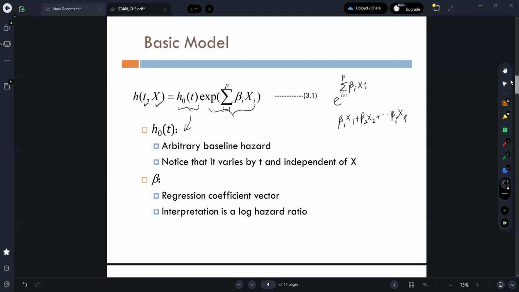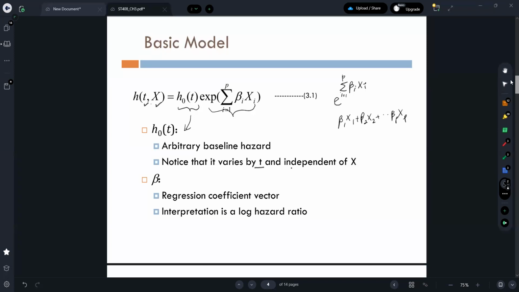Actually, it contains two parts. The first part is h0(t), which we call the baseline hazard, right? The baseline hazard depends on t, because it's a function of t, but independent of x. So you don't see x in h0(t). In h, you see both t and x. But in h0, you only see t. So the baseline hazard only depends on time t, but not on x's, okay?